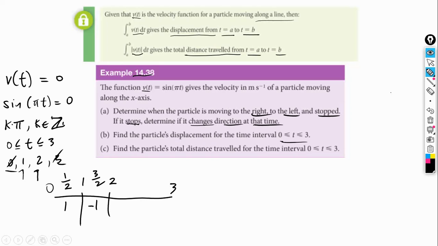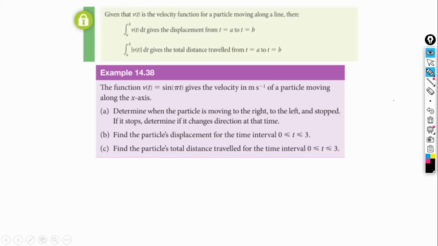So notice that there is definitely a change in direction. And how about after 2? Something between 2 and 3, 5/2. So notice that if we plug in 5/2, sine of 5/2 pi is 1. So that means that again, there is a change in the direction right here at t equals 2 and at t equals 1. So let's focus now on part B.